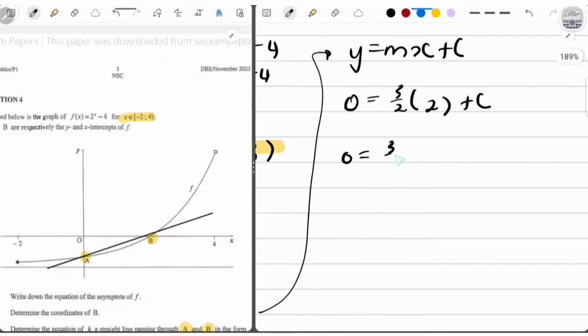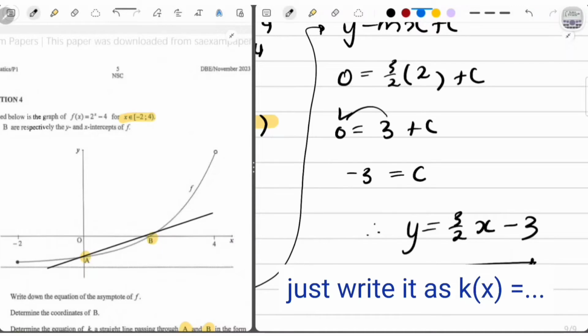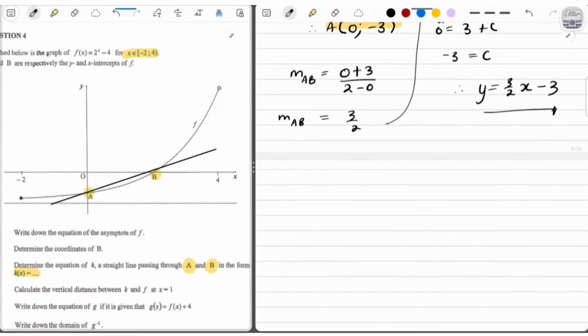So 0 is equal to 3 over 2 times 2. Oh, that's multiplying, so the 2's will cancel. You can use a calculator, but I'm looking at it as a fraction. Those 2's will cancel, so you just have 3 plus c. If you take 3 over, you have negative 3 is equal to c. So therefore, y is equal to, our gradient was 3 over 2, so we have 3 over 2 x minus 3. And that's our answer. Okay, so that looks fine. Moving on to the next question.